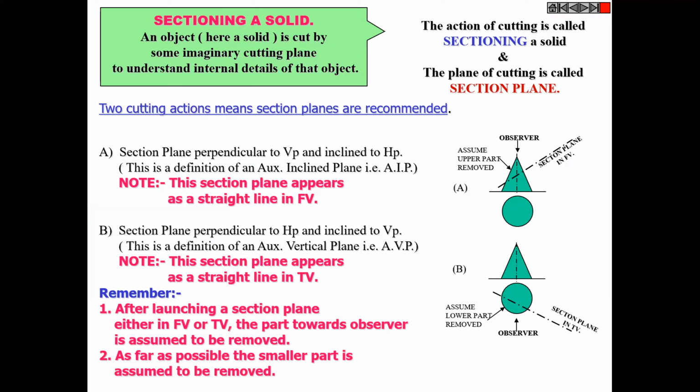Right. So what is the section of solid? If we cut any solid, and then observe the area which is cut, see over here. If I am cutting like this, then from the top we can observe this kind of circle. So that is known as what? Section of solid. The action of cutting is called sectioning the solid.